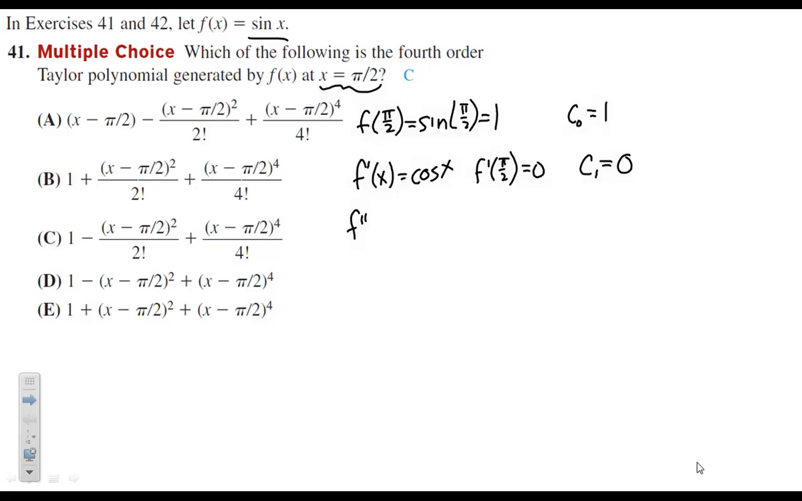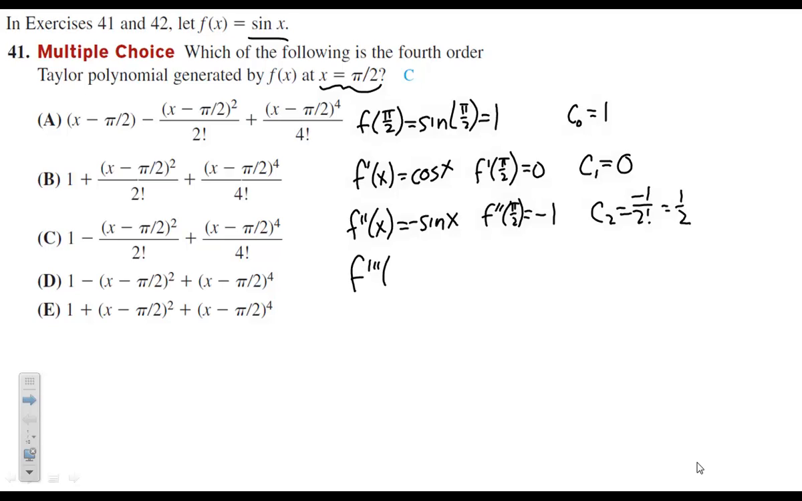How about the second derivative? Second derivative is negative sine. The value of negative sine at pi over 2 is negative 1. So C2 is going to be negative 1 divided by 2 factorial, or it's equal to negative 1/2.